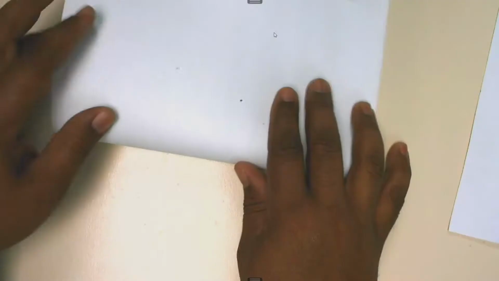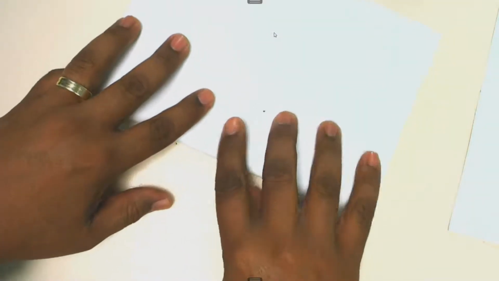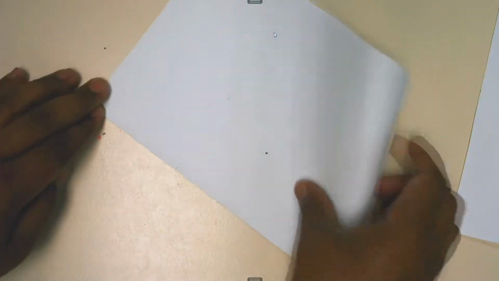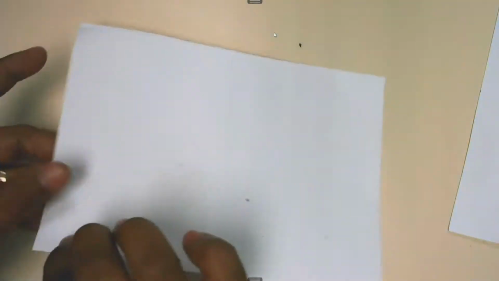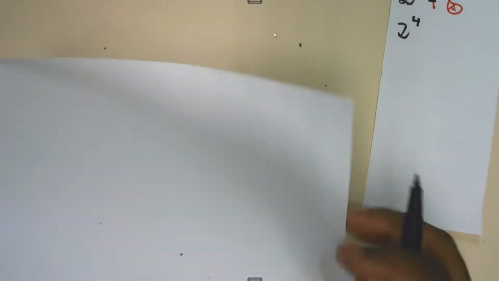Now let me fold this paper once. Now check here. How many layers do you have? It is 1, 2. After one fold, it is 2 layers. This simply means that 2 to the power of 1 is what? 2, because I have 2 layers.